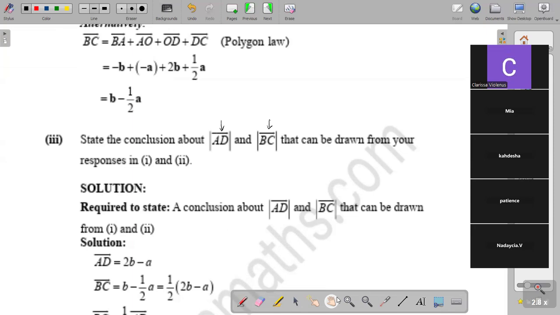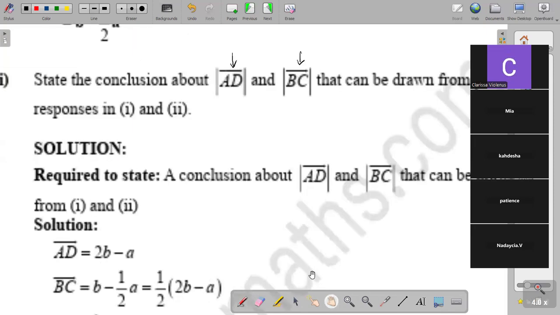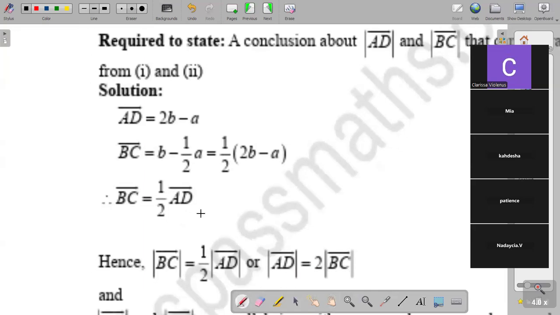Okay? So let's take a look at what we have here. Now, watch what's going to happen. They say AD is 2B minus A. We found this already. Now, be honest. Let's pretend we don't have this part here. Would you be able to tell that one is a multiple of the next? Is it obvious that one is a multiple of the next?